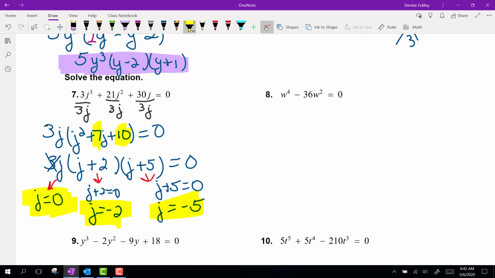Next one, I'm going to start always with a GCF. So I have a w squared I can factor out.